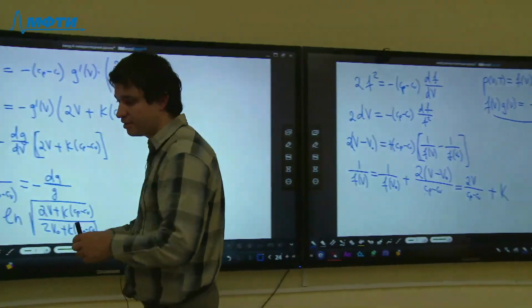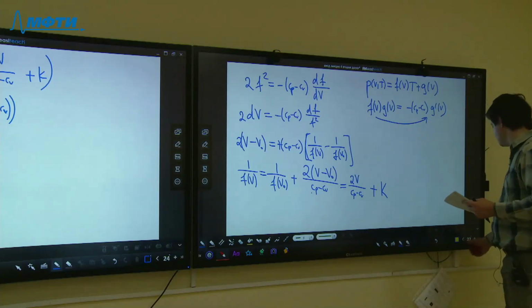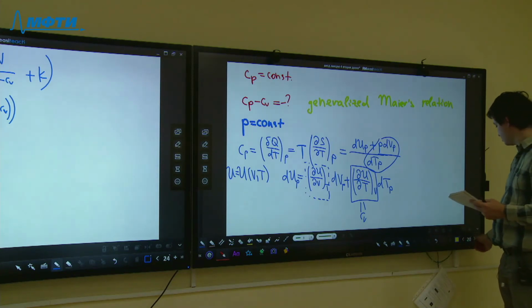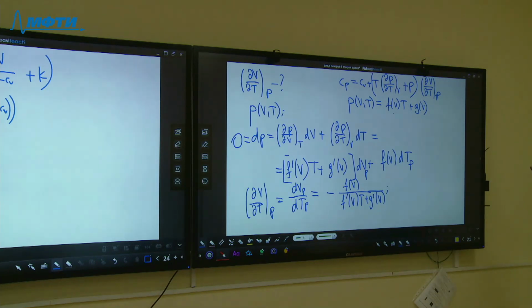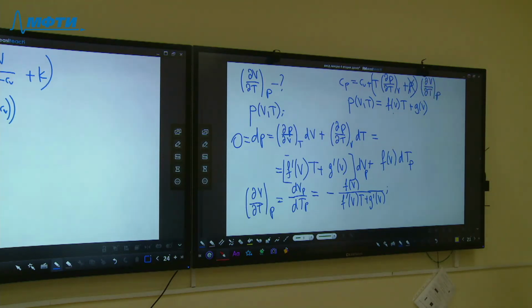Let me check it. Okay, let me go backwards to where I have derived the generalized Maxwell relation. This one. Let me compare with my notes. There's some kind of a difference here. Yeah. For some reason, in my generalized relation in my notes, there is no p here. Let me see where the difference comes from. du plus p dv.